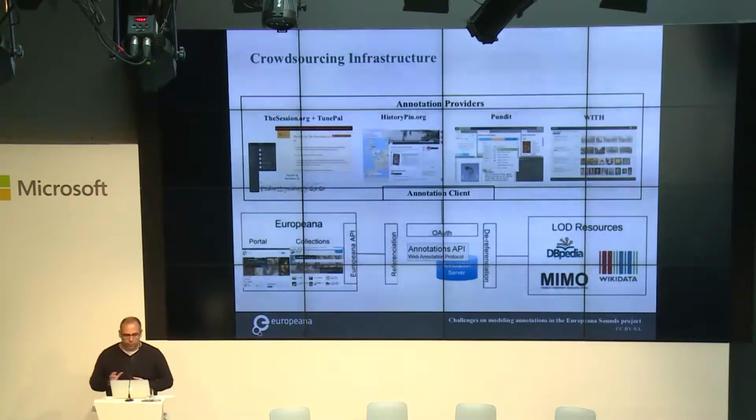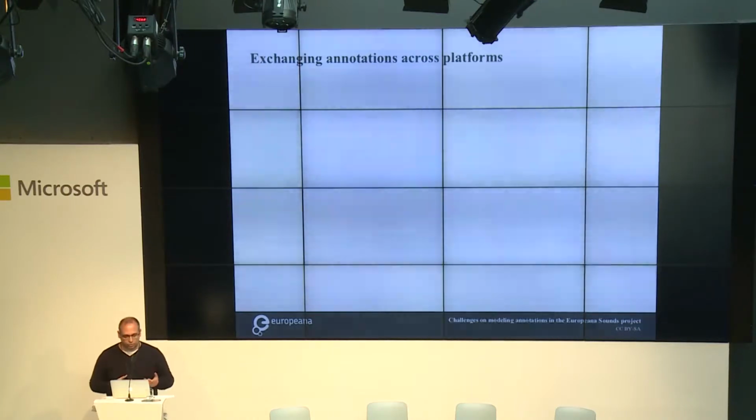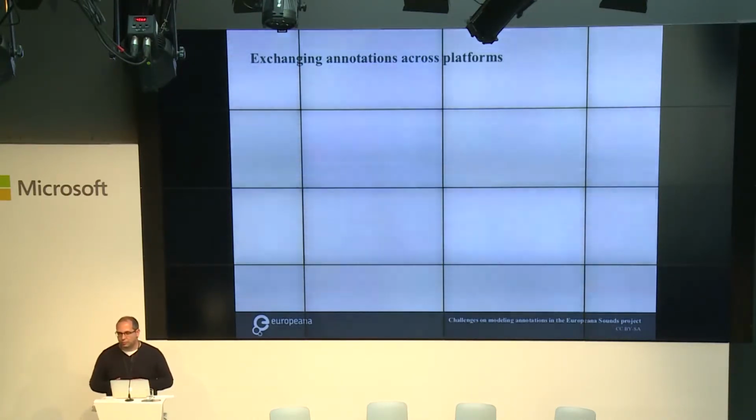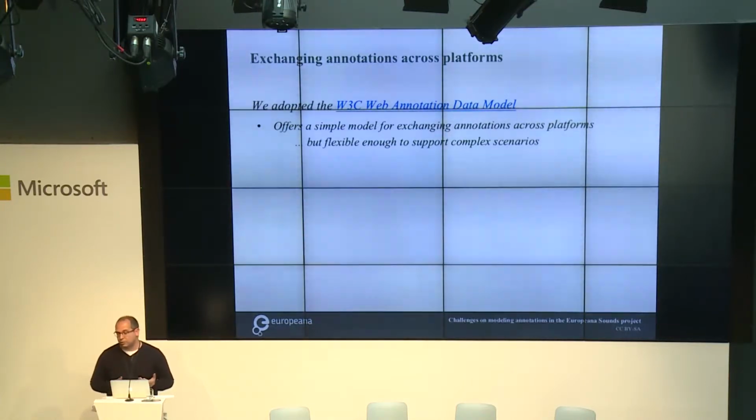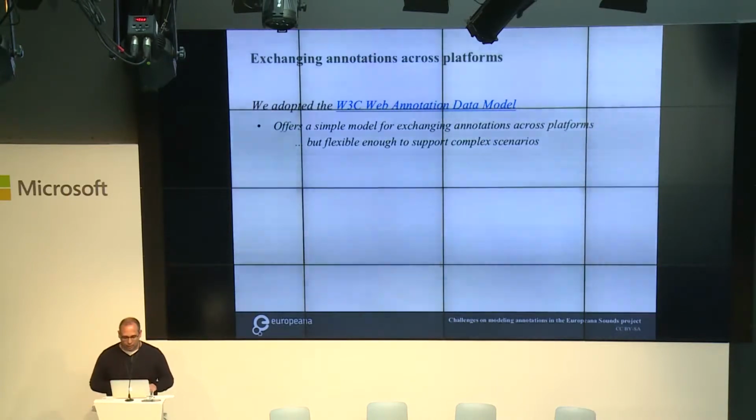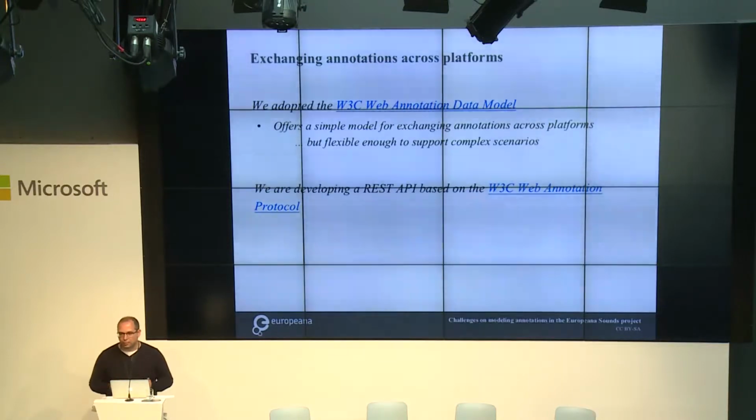On the right side, you can also see the resources that we use to improve the semantic description of the metadata, which I will also speak about as one of the use cases in this presentation. So, starting by how we chose to exchange the annotations across the platform, we adopted the web annotation model. For us, it's a simple model to exchange annotations, but also flexible enough to cope with complex scenarios. We are also creating a REST API for annotations, which will be based on the web annotation platform. Most of this was explained by Rob in the morning. This REST API will be used by developers to retrieve annotations, but also create and search for annotations in Europeana.